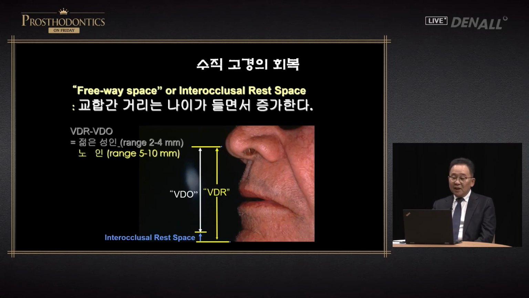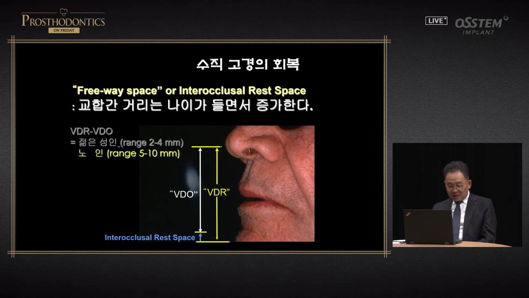In talking about freeway space, I hope you remember the fact that as you get older, the size of a freeway space becomes bigger. In the case of a young patient, on average, the range is between 2 to 4 millimeters, but in the case of an elderly patient, it can range between 5 to 10 millimeters or more. Therefore, we need to take note that freeway space increases with age. In other words, VDO becomes reduced, and that can be more comfortable for the patient.